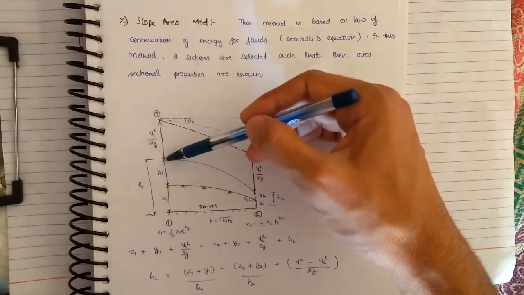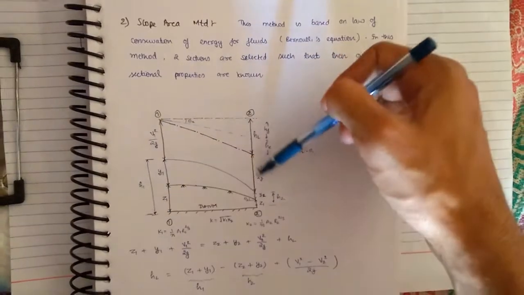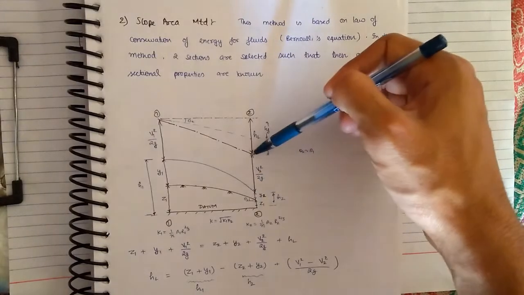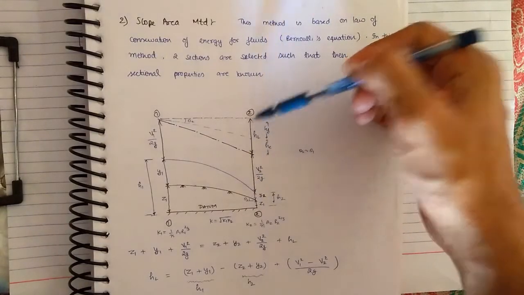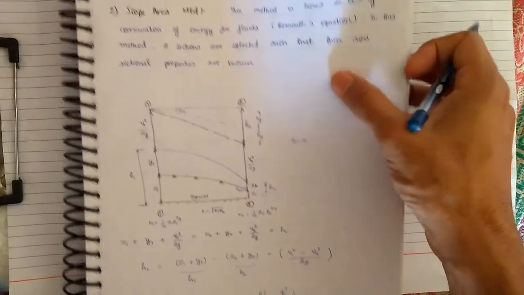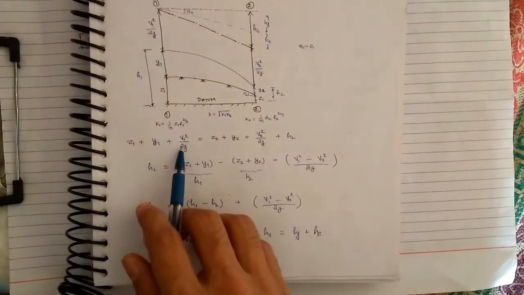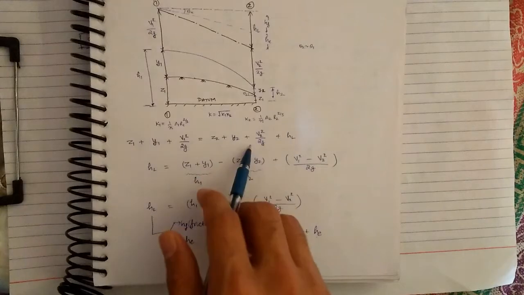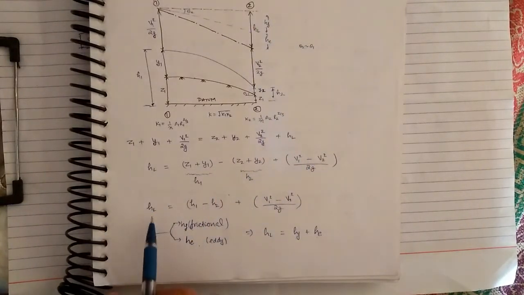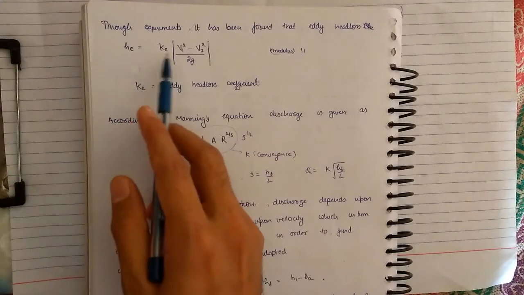At section 1-1, the upstream section, we know the values of piezometric head and velocity head, and at the downstream section we know the values of piezometric head, velocity head, and head loss. Head loss comprises frictional head loss and eddy head loss. Equating the energy at the upstream section and downstream section, we get this equation, and head loss is equal to the difference between the two. So we can write head loss is equal to frictional head loss plus eddy head loss.